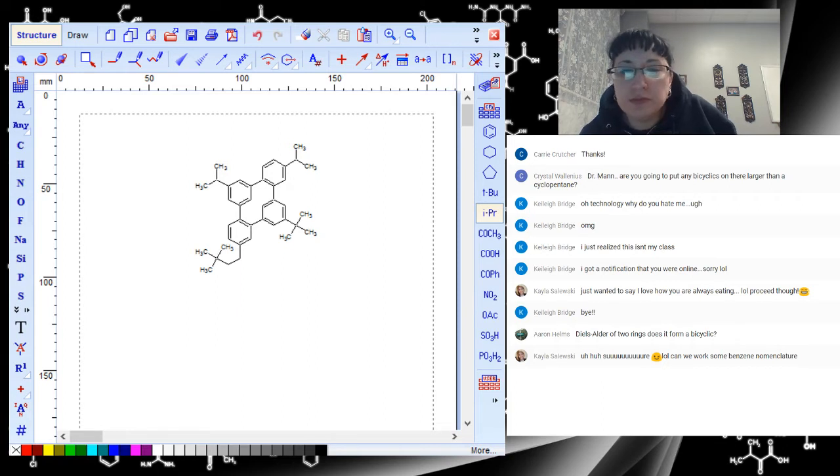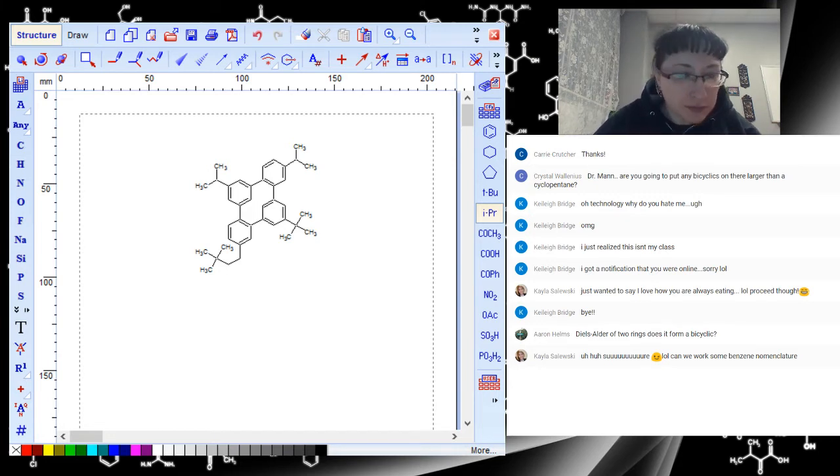Yes, Aaron. Benzene nomenclature. Actually, a Diels-Alder of a single ring with something that's not a ring will also form a bicyclic. If you had 2 rings, it would be a tricyclic, I think. Alrighty. Well, let me erase this beast of a molecule.